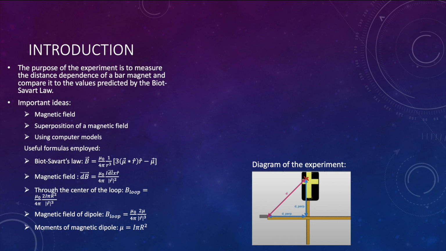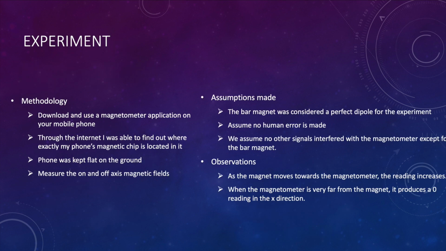Important ideas include magnetic field, superposition of a magnetic field, and using computer models. Useful formulas employed include the Biot-Savart law, magnetic field through the center of a loop, magnetic field of a dipole, and the moment of a magnetic dipole. The equations are mentioned next to the name of the equation.